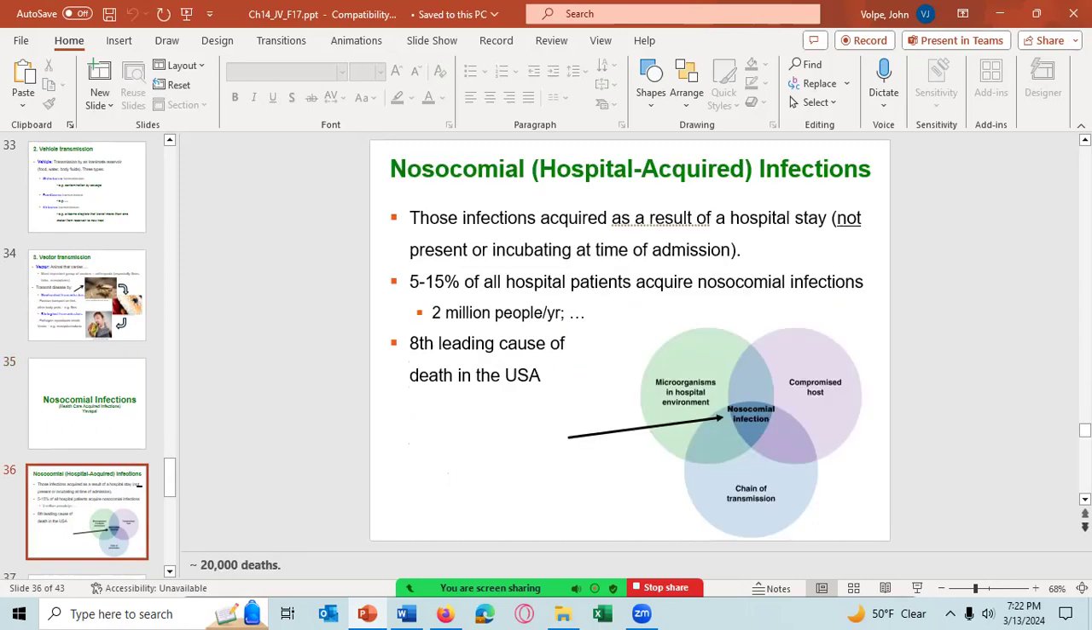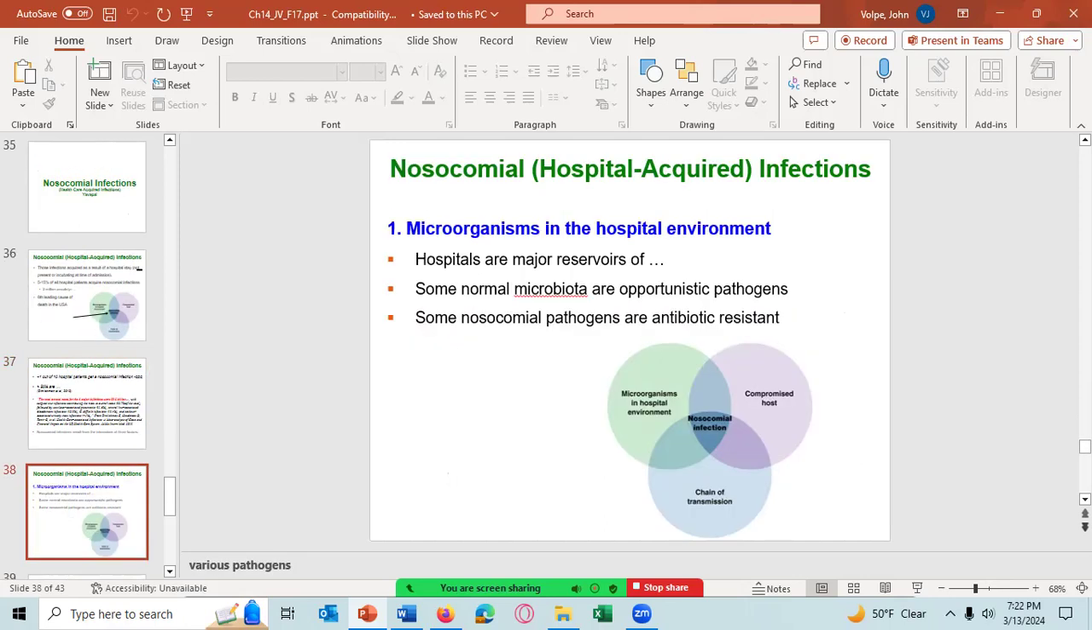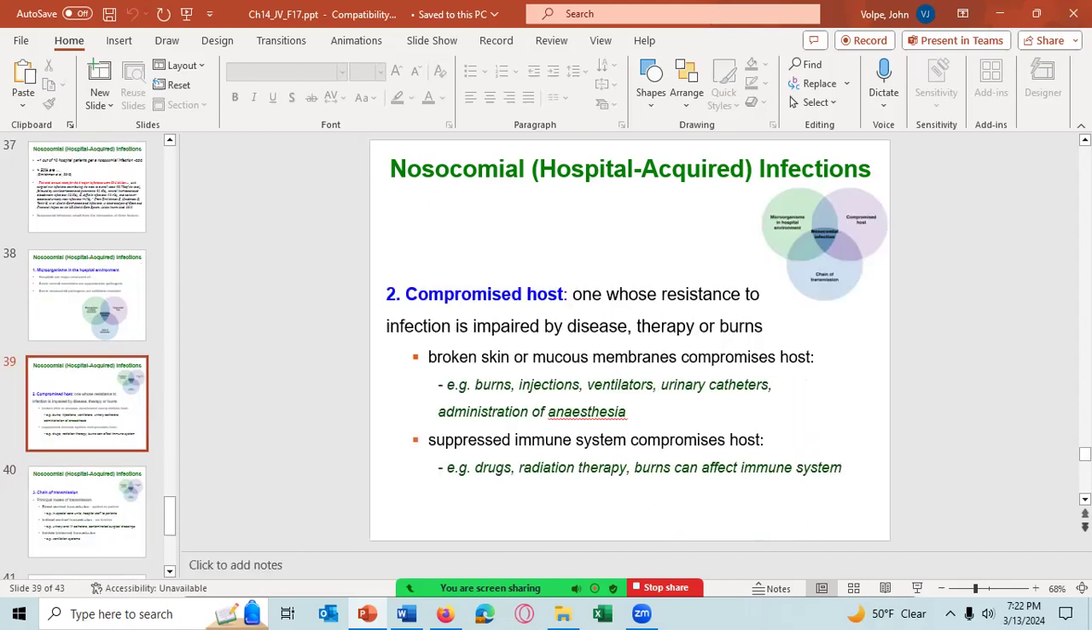All right, know about nosocomial infections. About 1 in 10 hospital patients will get them. They happen because microorganisms are present in the hospital or hospital-like setting, like a nursing home or something like that. The patient in the hospital tends to be a compromised host, one who's more likely to get disease just because he's compromised. And that could be broken skin, broken mucous membranes, burns, injections, ventilators, catheters, anesthesia. All of these weaken the host and make it more likely to get an infection.